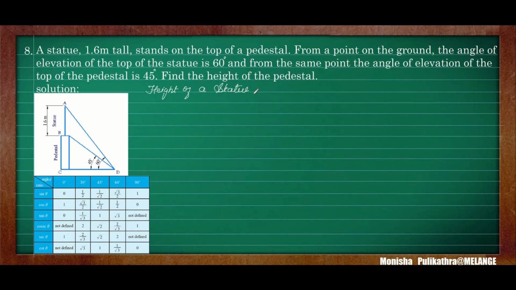The height of a statue is AB, which is equal to 1.6 meters, placed on top of a pedestal. From a point on the ground, that is D, the angle of elevation of the top of the statue is 60 degrees, and the angle of elevation of the bottom of the statue is 45 degrees. We need to find the height of the pedestal.